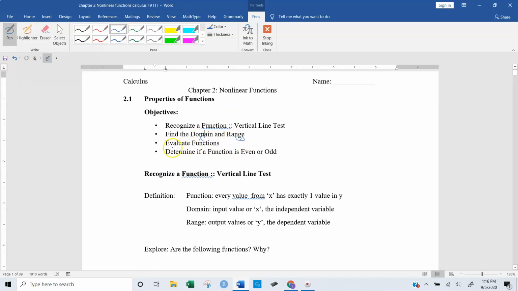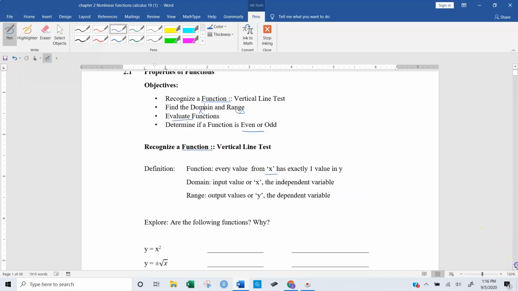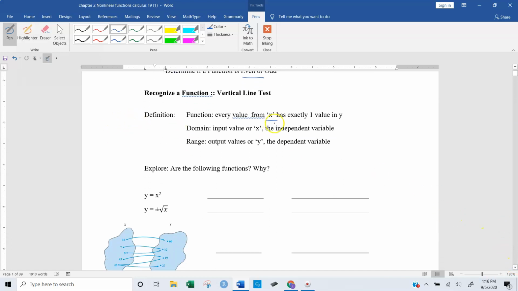We're going to evaluate functions, so we're going to give them values. And we're going to determine if they're even or odd. So first is a vertical line test. Remember, in a vertical line test, that means every x value has exactly one y value. Remember, domain means x values, range are the y values. So let's see if you remember. Is it a function, yes or no, and why?